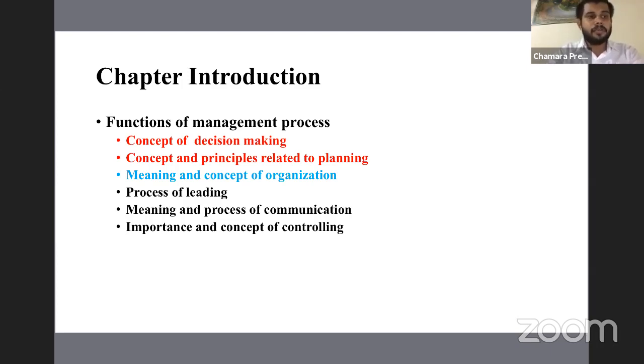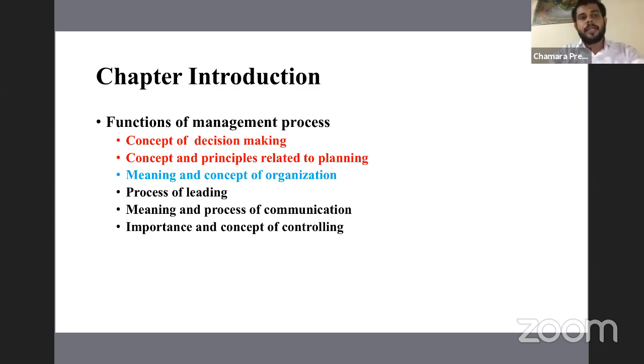Decision making is also playing a key role when it comes to management, right? Managing is all about making decisions. If you don't know how to make decisions effectively and efficiently, that will stop this management process from being successful. As you can see, the two topics highlighted in red we have already done, right? The concept of decision making and the concepts and principles related to planning. Now, highlighted in blue is what I'm going to focus on today, that is the meaning and concept of organization, right?